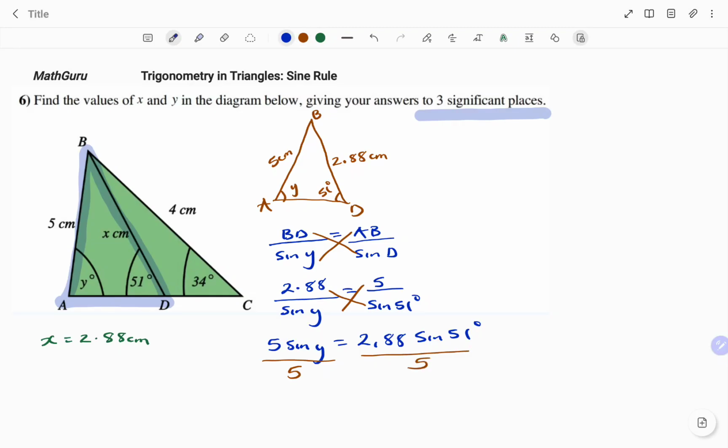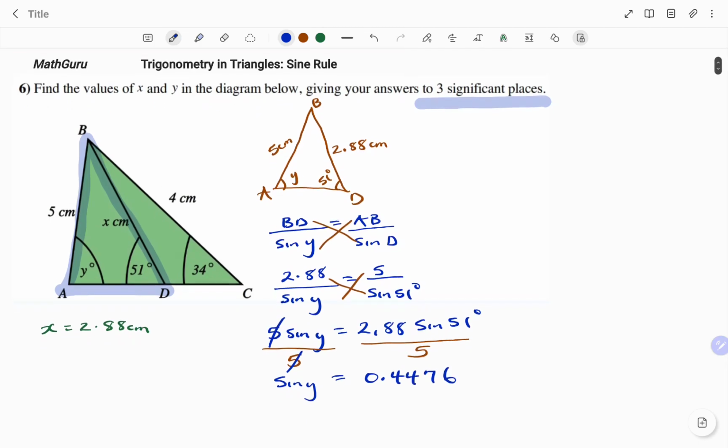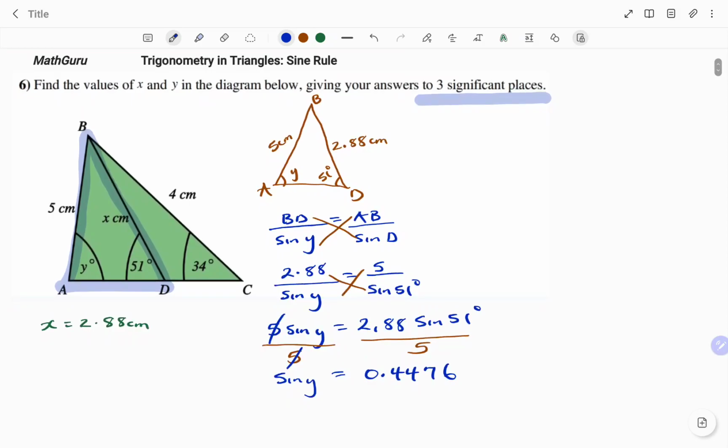I'm going to have sine y, because this cancels out, equals 2.88 multiplying sine 51 degrees divided by 5, which will give me 0.4476. And in order to find y, I'm going to find the arc sine of 0.4476. So therefore, my y will be arc sine of 0.4476.